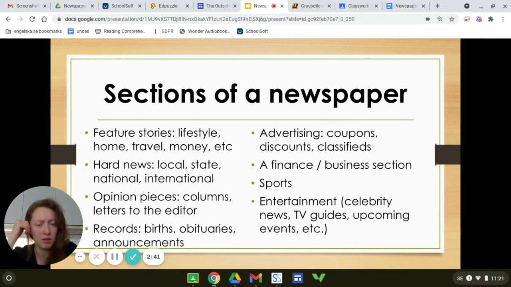Advertisings, different coupons, discounts, and the classifieds. So the classified ads section, they're called classifieds because it's advertisements classified according to their category. So maybe here are ads for animals. Here are ads for houses. I don't know. I'm making stuff up here. A finance or business section, a sports section, entertainment, like celebrity news, TV guides, upcoming events, and my favorite, comics. Should have written that. Although I did steal this from Birken-Bosman and edited.